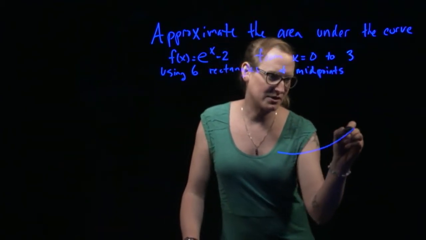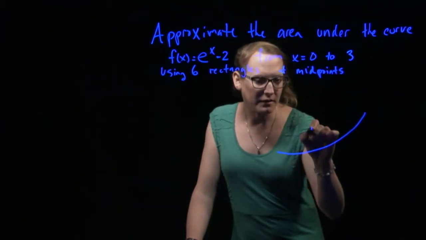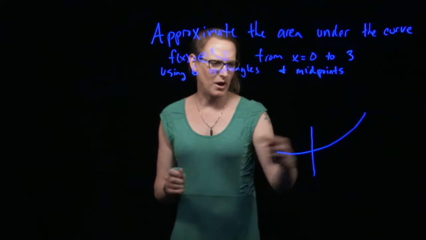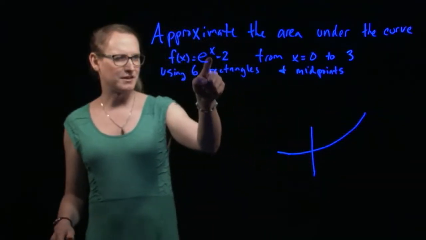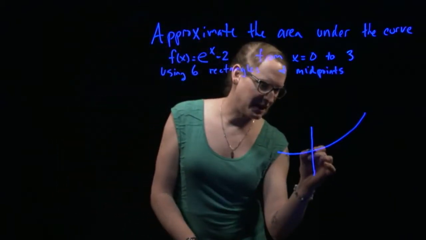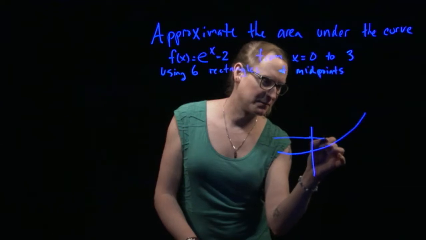So e to the x looks like that. And here's the y-axis. Now I want to place the x-axis. E to the 0 is 1. 1 minus 2 is -1. So this height here should be -1. So I'm going to make this be the x-axis.